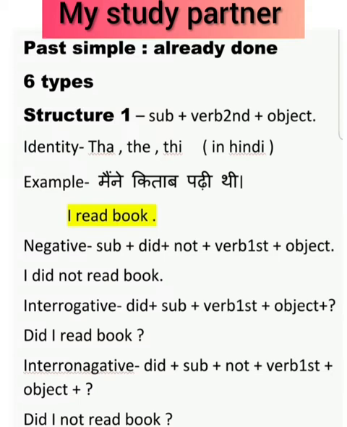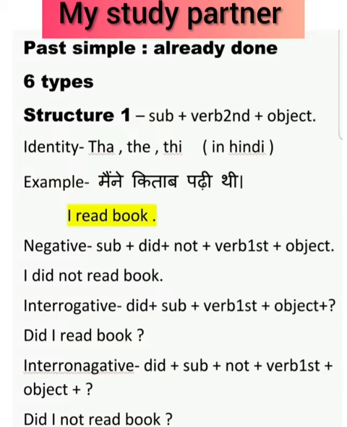First of all, subject plus verb second form plus object, and after that you can see identities are there. As I told you in the earlier part of present simple, that was ta, te, ti, and now here we have in Hindi tha, the and thi. If you find anything like that at the end of any Hindi sentence, you are definitely going to know that we need to use the first structure to change this sentence from Hindi to English.